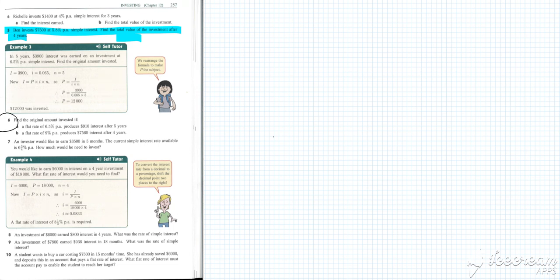Okay, so we're going to start with question 6 here. Now, just to recap, we're doing simple interest. We know simple interest is the principal times the interest rate, which we divide by 100, and times the years that the investment's made for, or the loan.